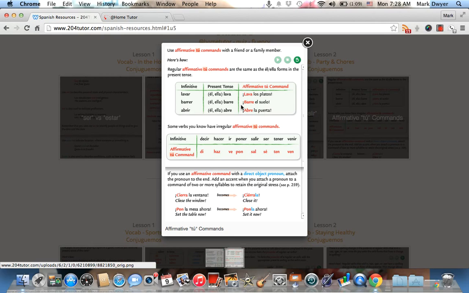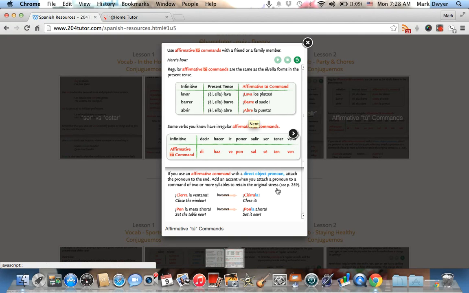So again, you're not talking about someone sweeping the floor, which could mean that. If you just said barre el suelo without any context around it, you might wonder, are you saying that Billy sweeps the floor, that someone sweeps the floor, or are you telling me to sweep the floor? And then for an IR verb, abrir, for example, abre la puerta. Again, abrir in the él or ella present tense form is abre, so the command would also be abre la puerta.